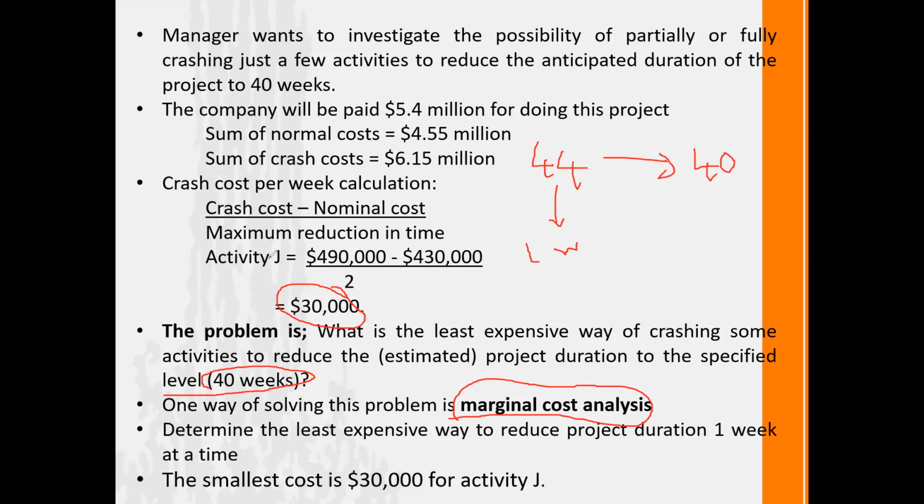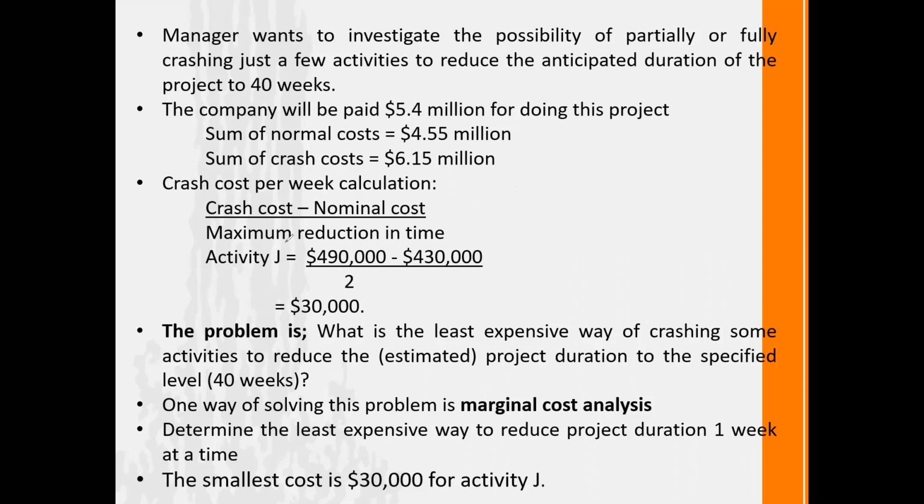Am I clear? Now, what is our question? We are having our project completion within 44 weeks. But now, the owner requests to complete the project within 40 weeks. Even whatever we complete, we will receive only 5.4 million as our project revenue. Therefore, we need to control our cost to get profit from this $5.4 million project worth.